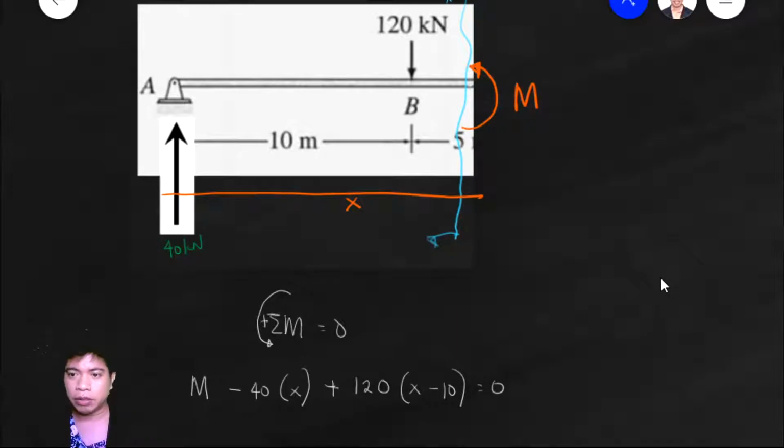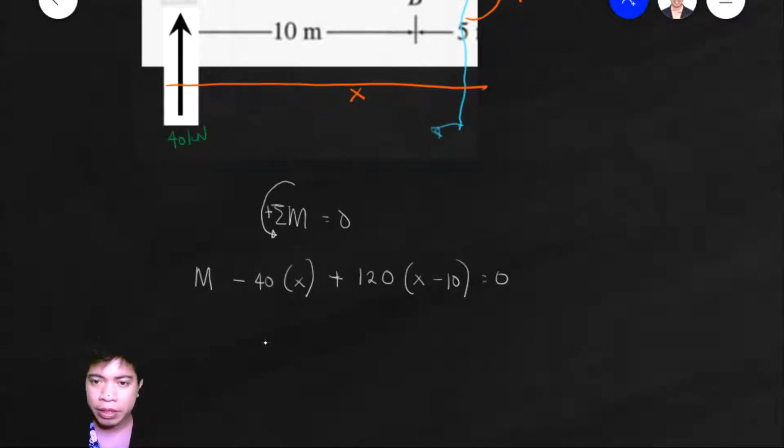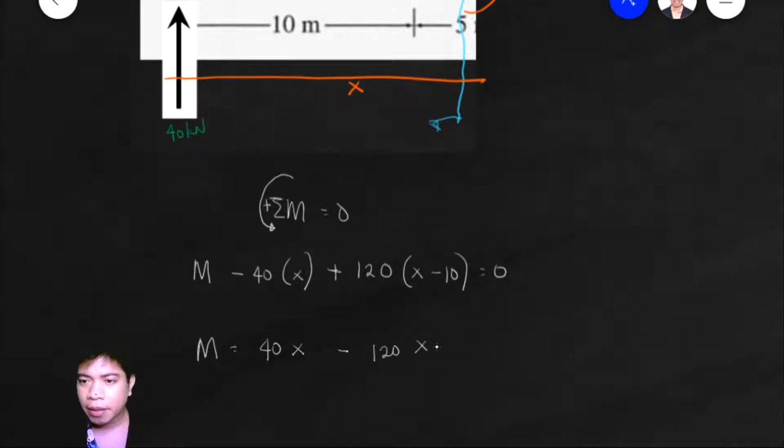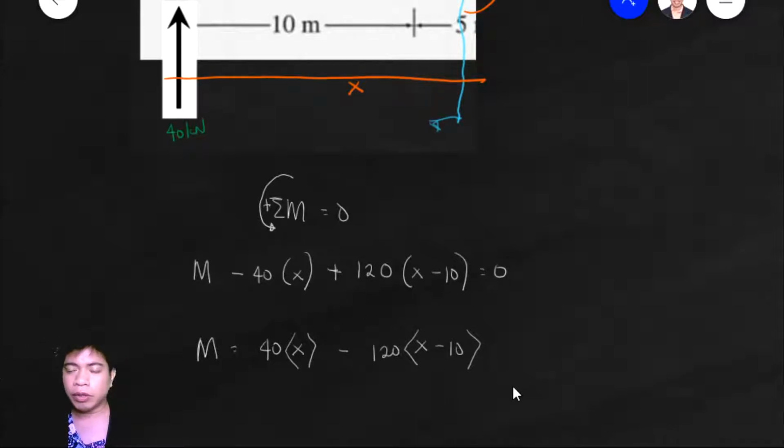So tama ba, guys, no? So kailangan natin ng equation dito ng moment. So ang gagawin natin is ita-transpose natin lahat ng terms na to other than M sa kabilang side ng equation. So ang mangyayari is, of course, M is equals to 40 and then X, okay, and then minus 120 and then X minus 10. Okay, so i-close lang natin, guys, sa pointed bracket yung ating mga variables. So enclose natin to sa pointed bracket. Okay? So ayun, ito na nga yung ating moment equation, guys.